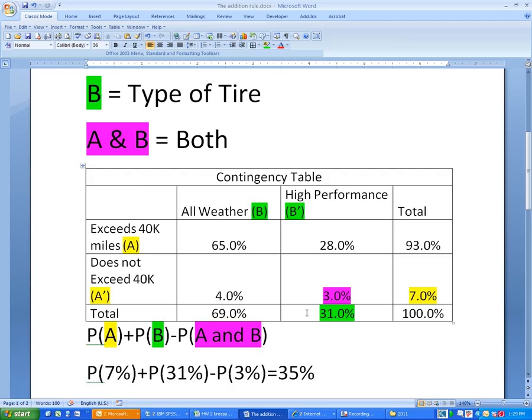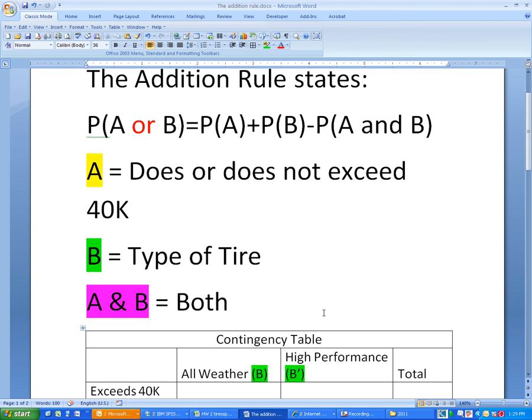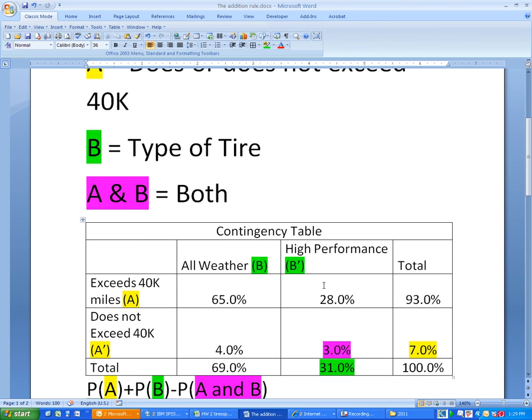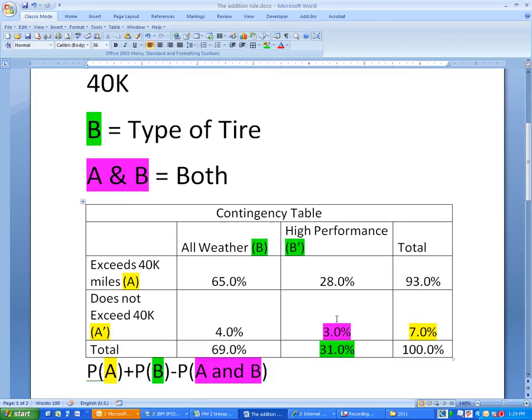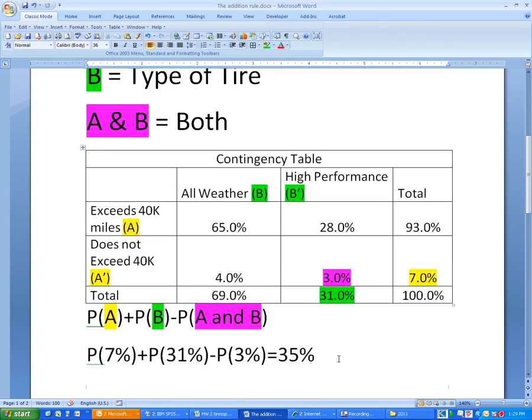We're also interested in whether or not the tire is high performance. That's the 31% at the bottom of the table right here. And then we're also interested in the probability of A and B, because we need to subtract this. And that's simply a crosswalk between high performance and does not exceed, and that gives us 3%. So if you just plug in the values of the formula, 7% plus 31% minus 3% gives you 35%. Pretty simple.